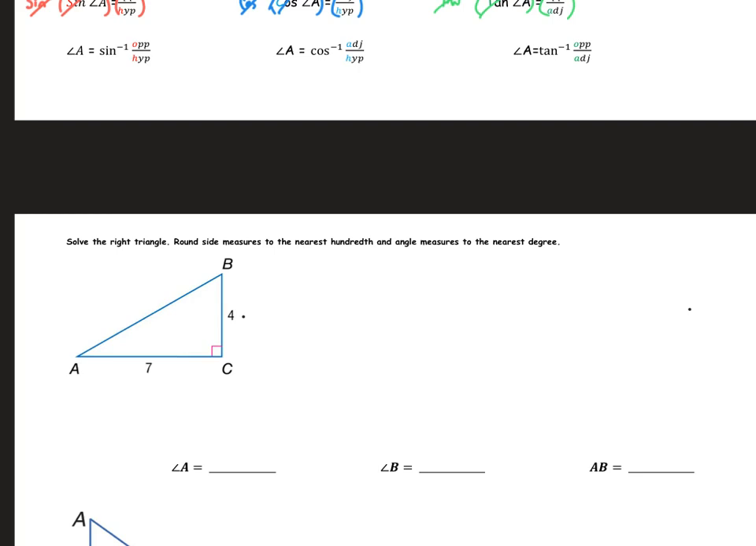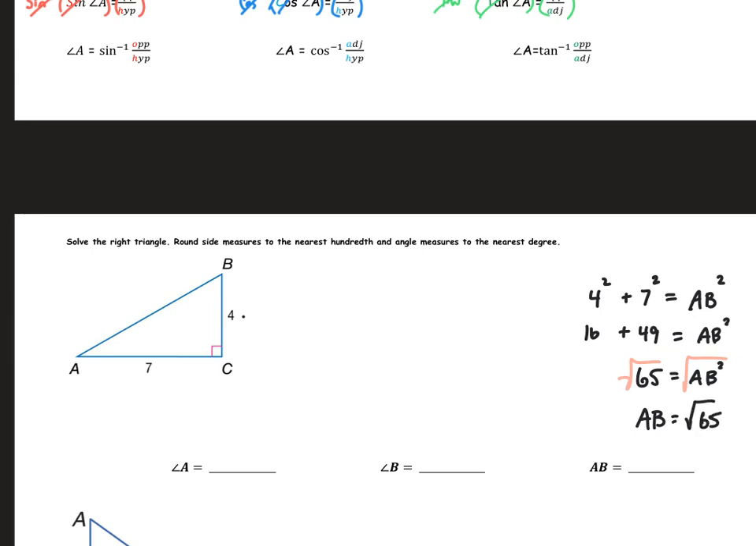So the Pythagorean theorem said leg squared, so 4 squared, plus other leg squared, 7 squared, that is AB squared. So 4 squared is 16, 7 squared is 49, that is AB squared. I get 65 is equal to AB squared, and we are told that in order to solve it, we had to take the square root of both sides. So when I take the square root of both sides, I get that AB equals the square root of 65. But this time it said round my side measures to the nearest hundredth. So I'm going to take the square root of 65 on my calculator, and that is 8.06.